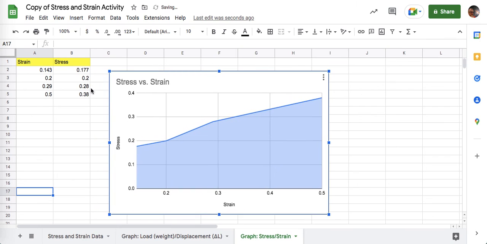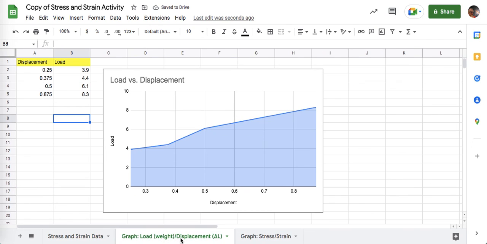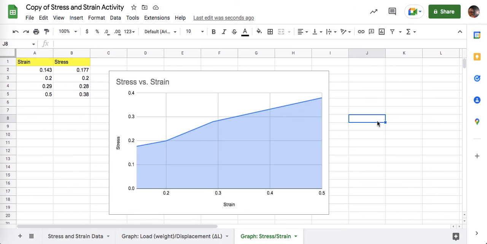So again, make sure I can see your data and this window. And once you complete these 2 charts, now you're ready to go ahead and submit this activity. So go ahead and smash that submit button, and I'll see you in the tension activity.